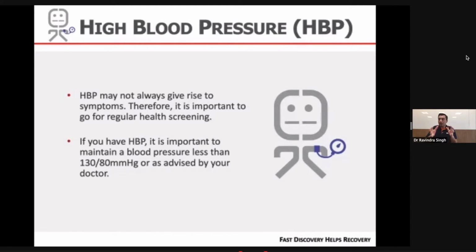High blood pressure may not always give rise to symptoms. Therefore, it is important to go for regular health screening. Sometimes high blood pressure can cause some dizziness or lightheadedness. Even if you don't have any symptom, you should at least once a year go to a nearest GP or a health practitioner and get your blood pressure checked. If you have high blood pressure, it is important to maintain the pressure around 130 over 80 by international guidelines, or as advised by your doctor.